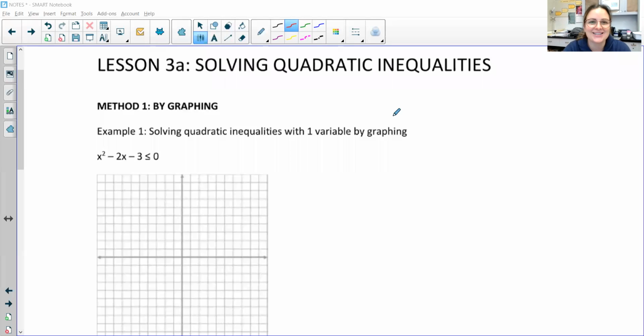Hello students, this is Inequalities Unit, Lesson 3A, Solving Quadratic Inequalities. And I'm going to actually split this lesson into two parts again. So this is going to be part one.